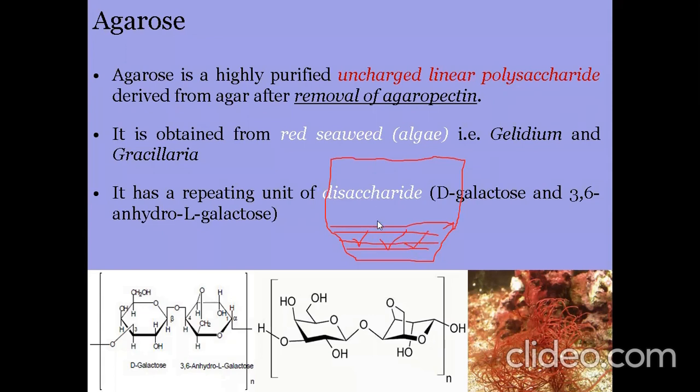The agar is being added to the media. Agar is actually a solidifying agent, so we can grow plants in the media. Agar is just a solidifying agent because it has no charge and is a linear polysaccharide. It has no nutrients and only works as a solidifying agent. But if we remove agaropectin from this agar, we get agarose.